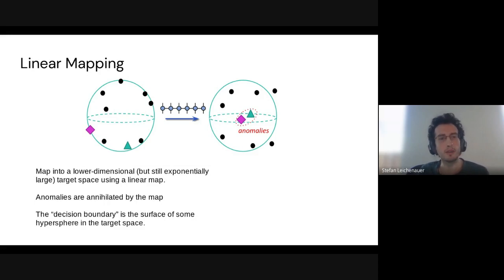The decision boundary for our ultimate task is going to be some hypersphere in the target space, and you can choose the radius of that sphere as you will, depending on your tolerance for false positives and false negatives, and say everything inside of that sphere counts as an anomaly. Everything outside of that sphere counts as normal.